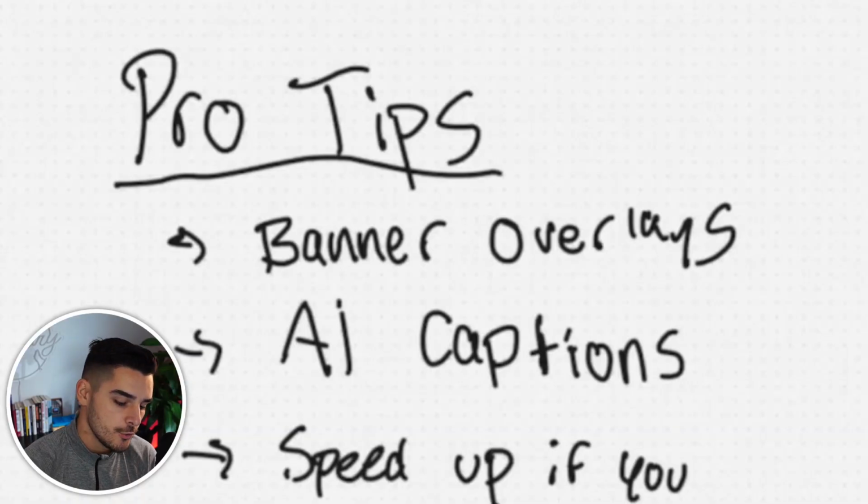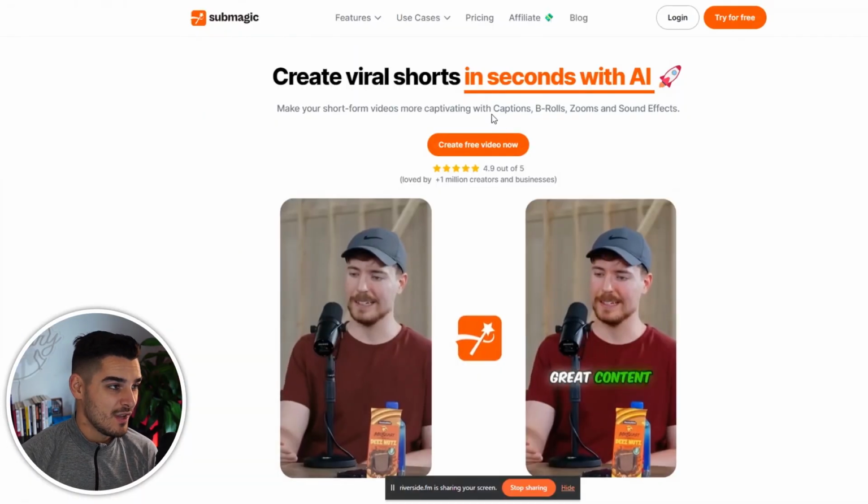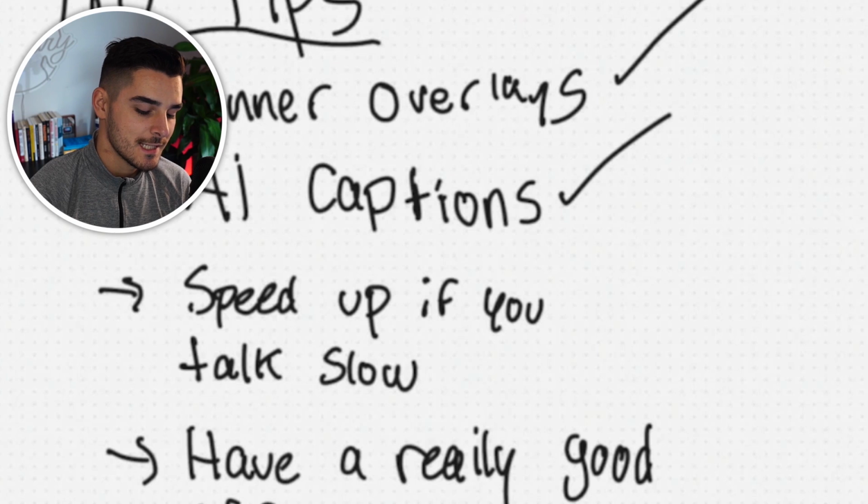Now, some quick pro tips if you're going to go the video route is make sure you have banner overlays. Also, make sure you're adding captions using AI. One of my favorite tools is Submagic. You can also add B-roll and all this crazy stuff to really enhance the way it all looks. Another recommendation is speed up the video if you just naturally talk slow, because it's going to be painstakingly boring and people are just going to swipe away.